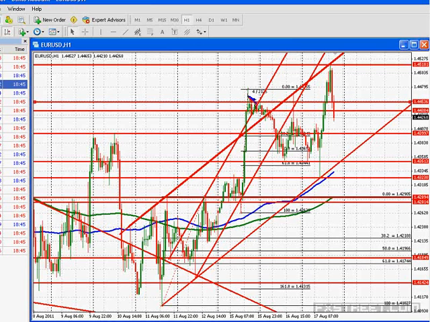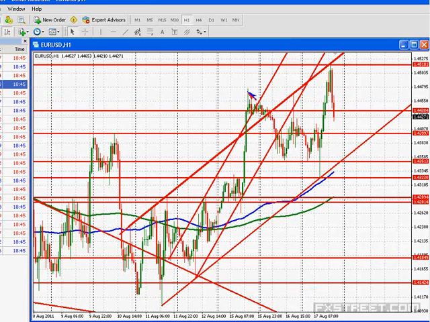It comes down. Oops. Comes down a little bit more, then comes down through the 38.2 and goes through this trend line right here. You have a little bit more confidence to move to the downside. Eventually it starts to move its way back up to the upside.